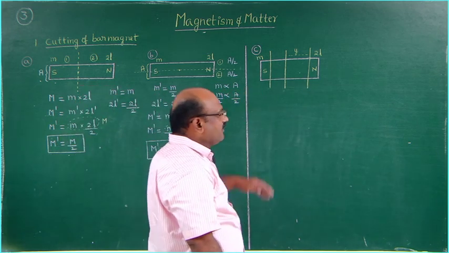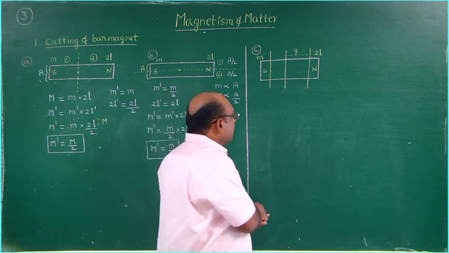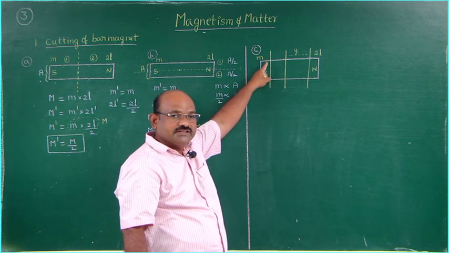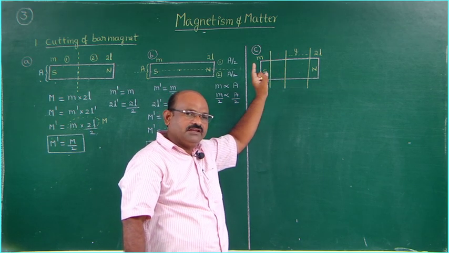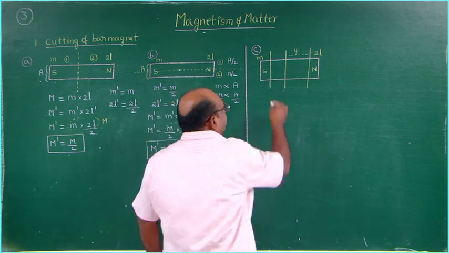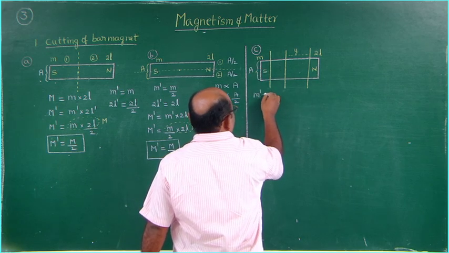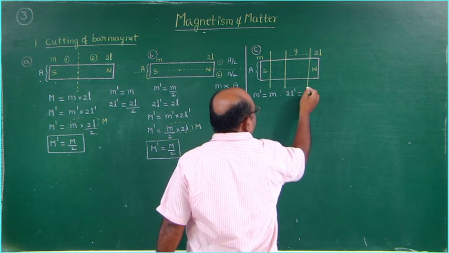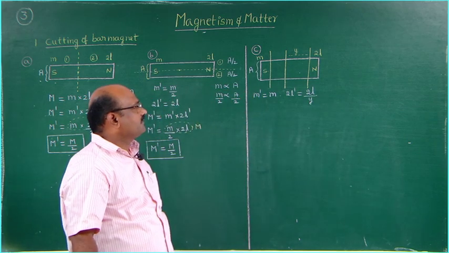If it is cut into y equal parts, the question is what is the magnetic moment of each piece after cutting? Clear? It is a bar magnet of pole strength m, magnetic length 2L. Now, it is cut into y pieces. Simply it is the Y cutting. Here, what is the area of cross section A? That does not change. So, let us write m dash is equal to m only, but the effective length 2L dash is equal to 2L by y, because it is made into y pieces.